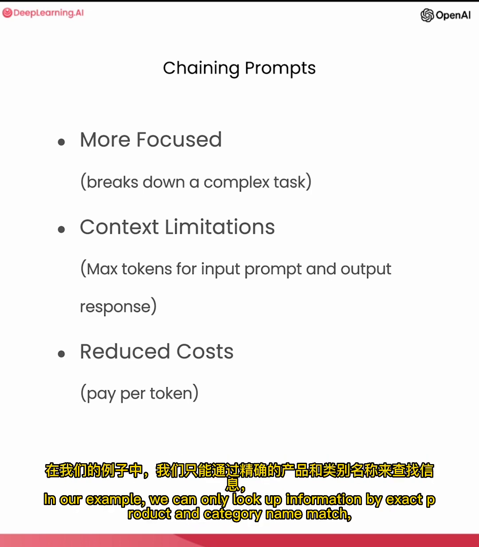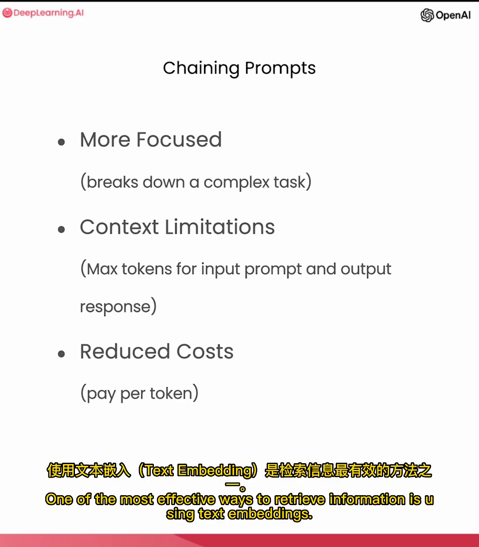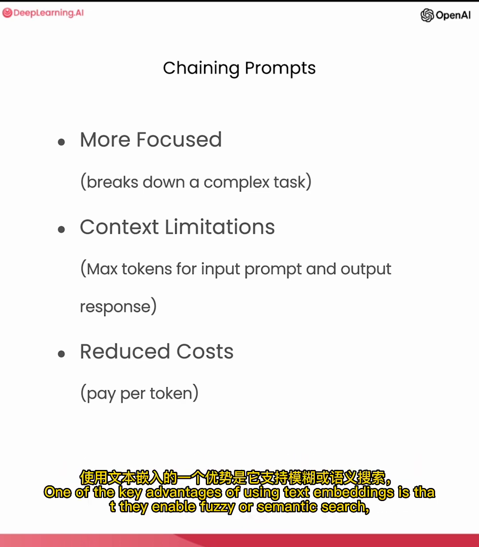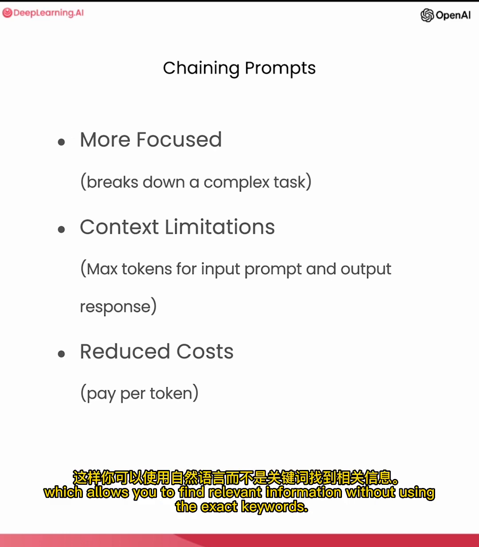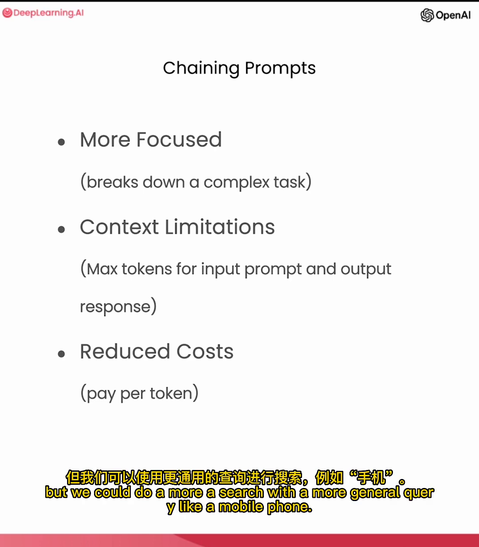In our example, we can only look up information by exact product and category name match, but there are also more advanced techniques for information retrieval. One of the most effective ways to retrieve information is using text embeddings, and embeddings can be used to implement efficient knowledge retrieval over a large corpus to find information related to a given query. One of the key advantages of using text embeddings is that they enable fuzzy or semantic search, which allows you to find relevant information without using the exact keywords. So in our example, we wouldn't necessarily need the exact name of the product, but we could do a search with a more general query like a mobile phone.